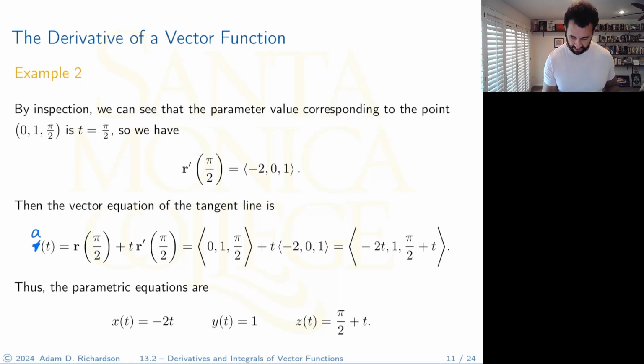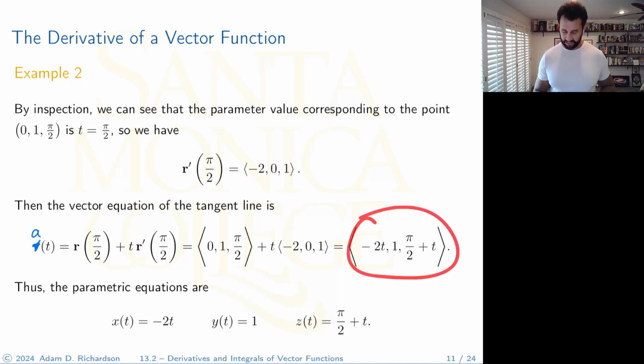Well, you remember you start at this point, this position vector, and you go this far in this direction. Putting it all together, we get this. So this is the vector equation of the tangent line. This vector right here describes every point on the tangent line. Now we can peel off the parametric equations. x is negative 2t, y is 1, and then z is pi over 2 plus t.